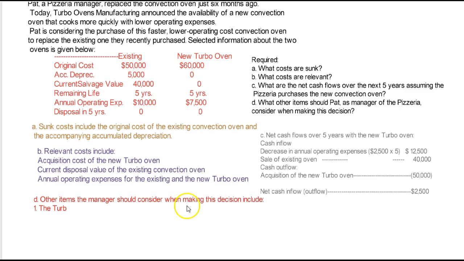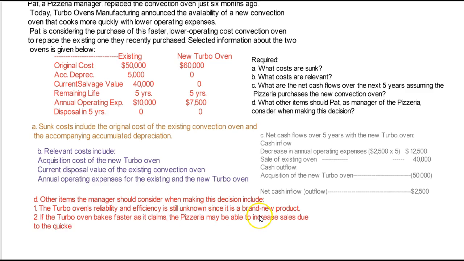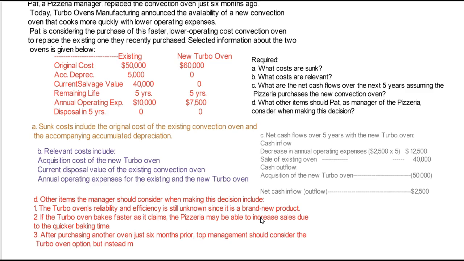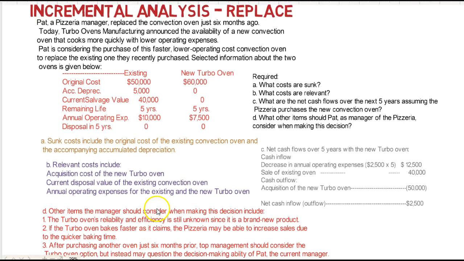Other items the manager should consider when making this decision include the turbo oven's reliability and efficiency, which is still unknown. These cost savings are an estimate made by the person who's trying to sell it to you. If it is faster as it claims, the pizzeria may be able to increase sales because it can cook the pizzas a lot quicker. After purchasing another oven just 6 months prior, top management should consider what the heck Pat was thinking when he bought the machine in the first place. Those are qualitative factors that would come into the decision.